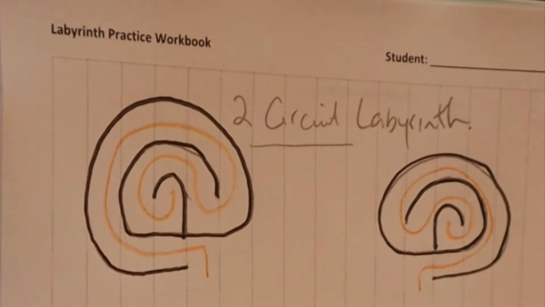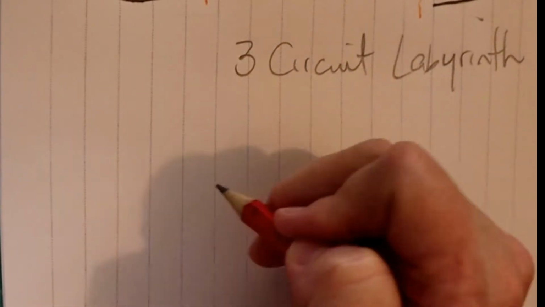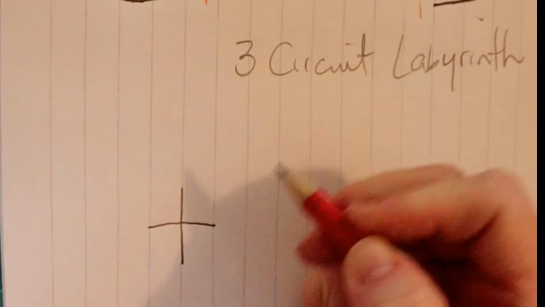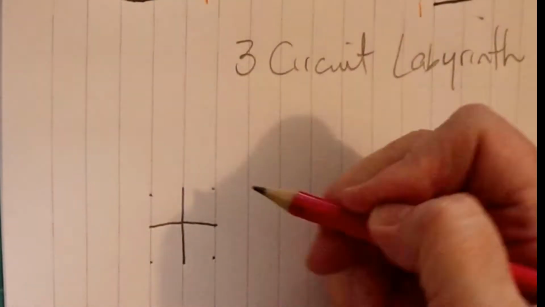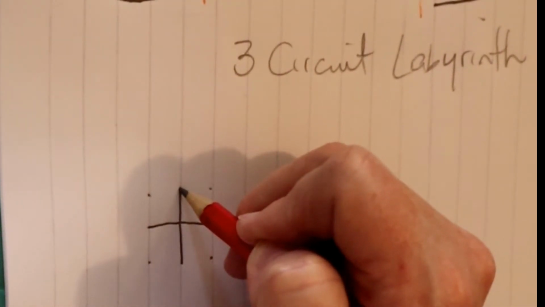Now we're going to draw a 3 circuit labyrinth. Very similar. So a 3 circuit labyrinth. And for the 3 circuit labyrinth we actually start with a plus and 4 dots, 4 more seed points. There we go. And just like we did up here, we can decide to go left or right, but we do start with the top of the vertical line.